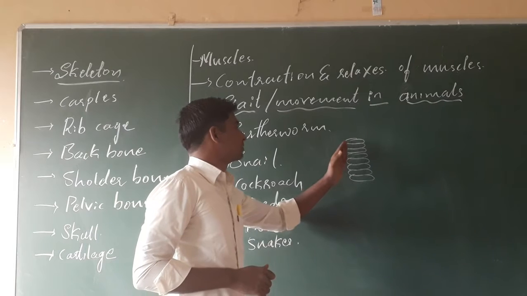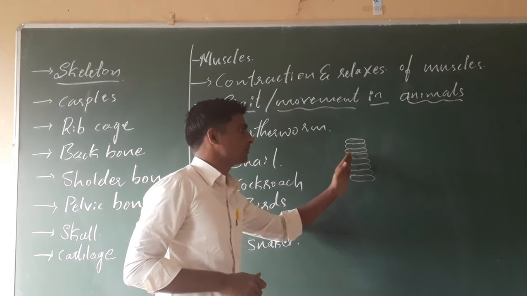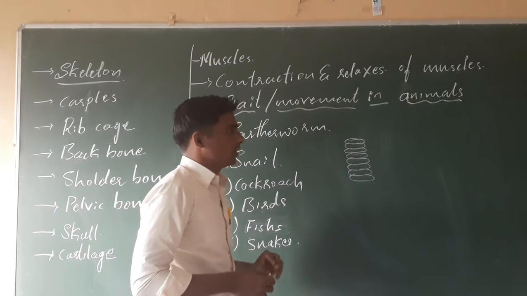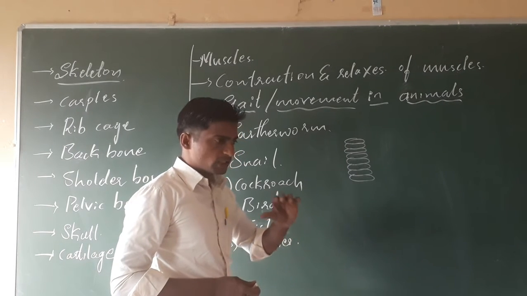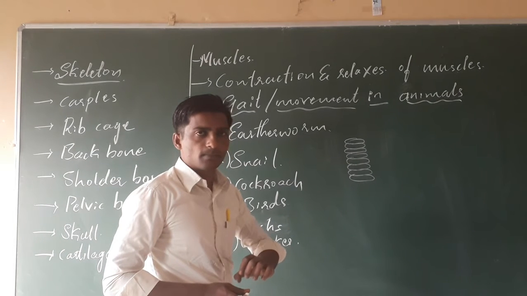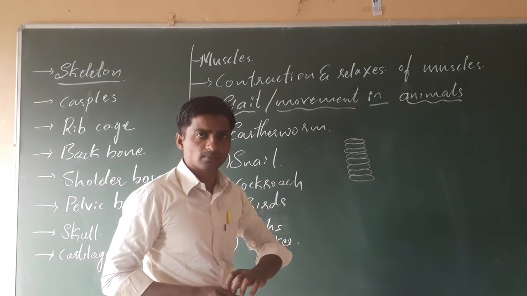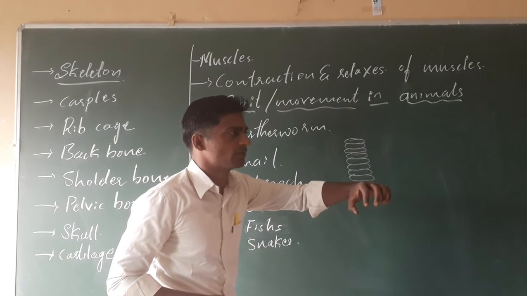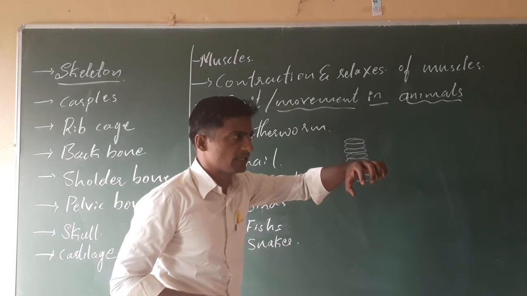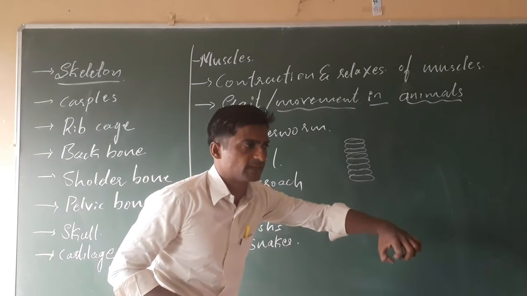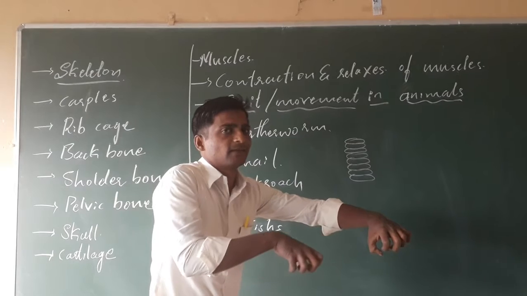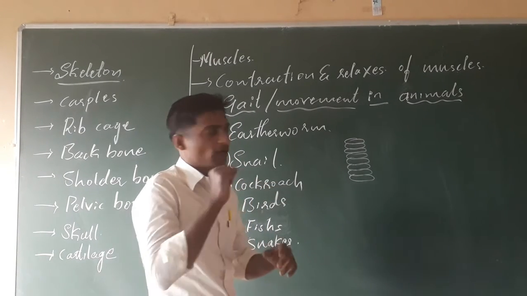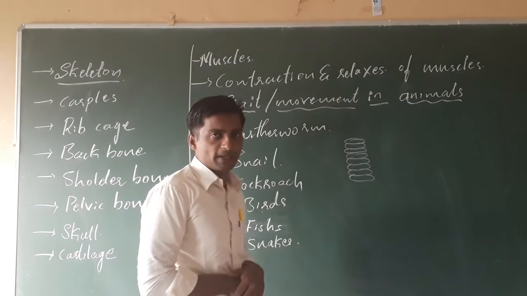But the earthworm shows movement with the help of ring-like structures called segments. First, it sticks the back part of the earthworm, then it moves the front part. Then again, when it moves the front part, it sticks the front part and drags the hind part of the body. Like that, it shows the movements.